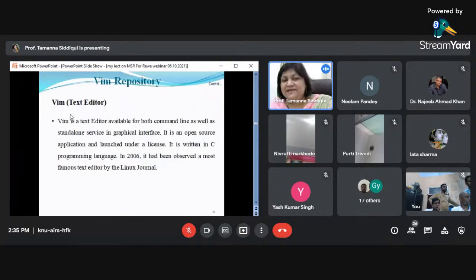The second repository is the Vim Text Editor. Vim is a text editor available both for the command line as well as a standalone service in a graphical interface. It is an open source application released under a license. It is written in the C programming language. In 2006, it was voted the most famous text editor by Linux Journal.